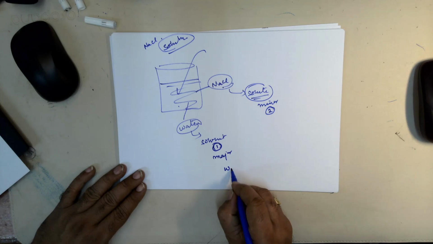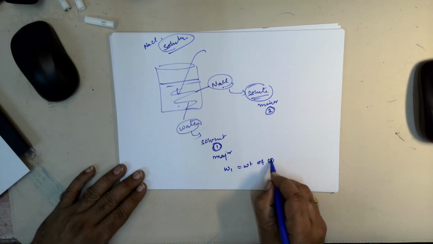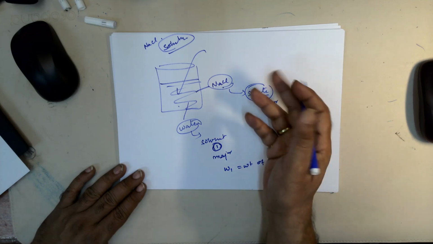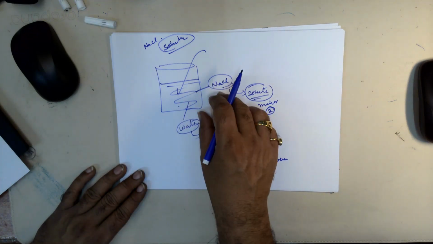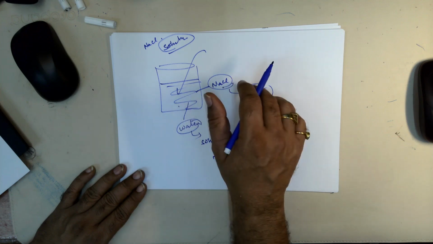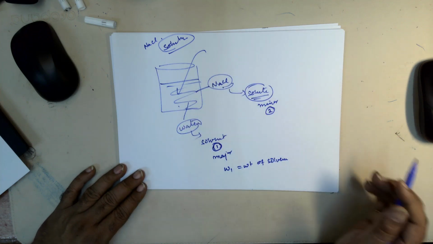So when I say W1, it is the weight of solvent. Please note down weight of solvent. You cannot take, for example, you can take 5 grams of sodium chloride and dissolve it and make up to, say, about 1 liter, 500 ml, 200 ml, something like that, in terms of volume.